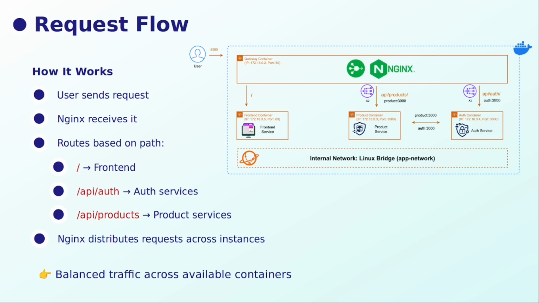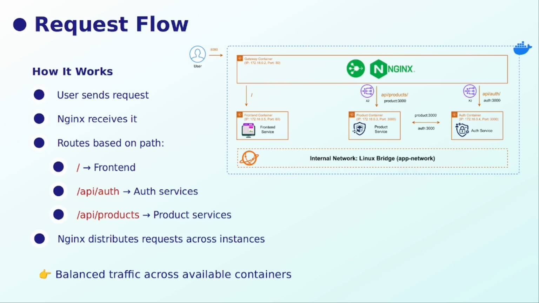Request flow. How it works. Let's walk through how a request travels through the system. First, the user sends a request from the browser. Next, the request is received by Nginx, which acts as the gateway. Then, Nginx examines the request path and decides where to send it. If the request is the root path, it is forwarded to the front end.